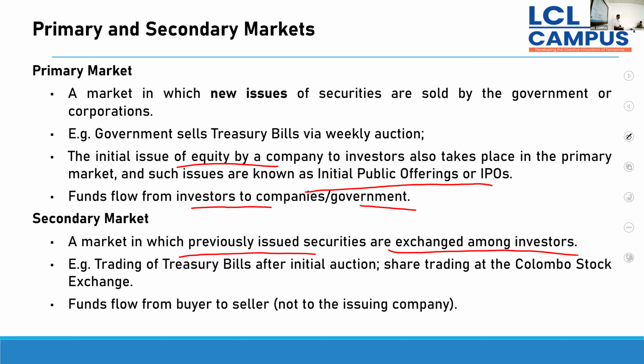Right. So, what is the secondary market then? The market where previously issued shares are traded. Very good. For example, we sold the government treasury bills through the auction, and trading the treasury bills after the initial auction will take place in the secondary market, right?